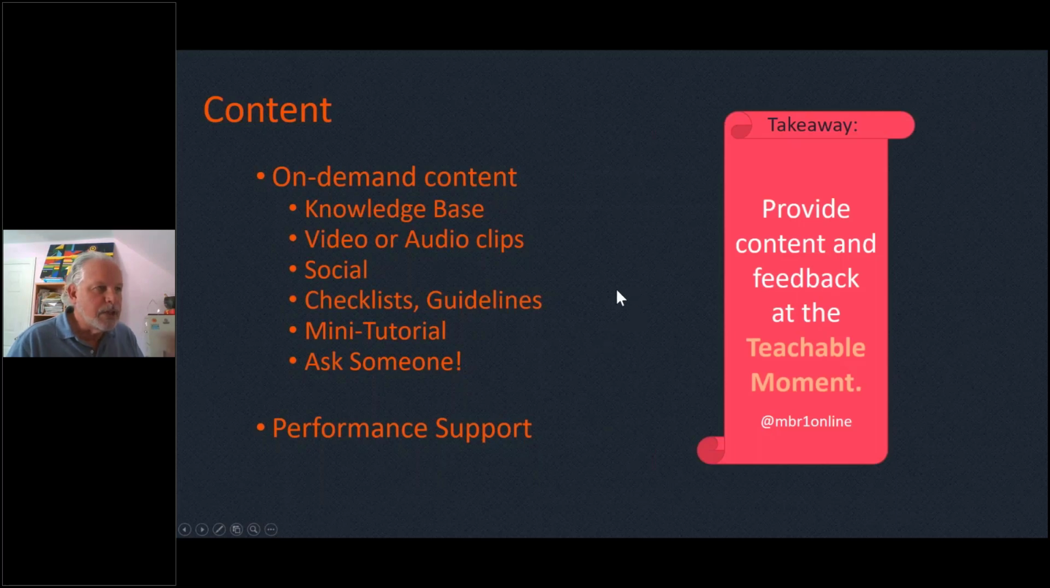So what we want to do is look to ways to organize and provide the content and feedback at the teachable moment. At the moment that people are trying to do something, either in e-learning, in a simulated situation or the real situation, if you can provide that content at that moment that they need it, there's 3 things that happen. 1, they're going to be motivated to get it because now they need it.